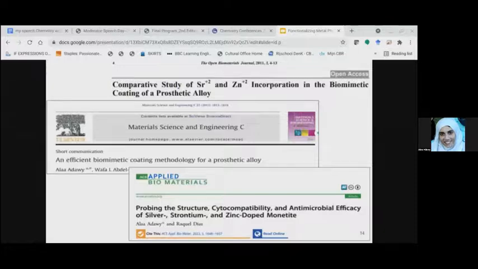Now I'm going to summarize my attempts to functionalize different calcium phosphate compounds, and this work was already published in these three articles.